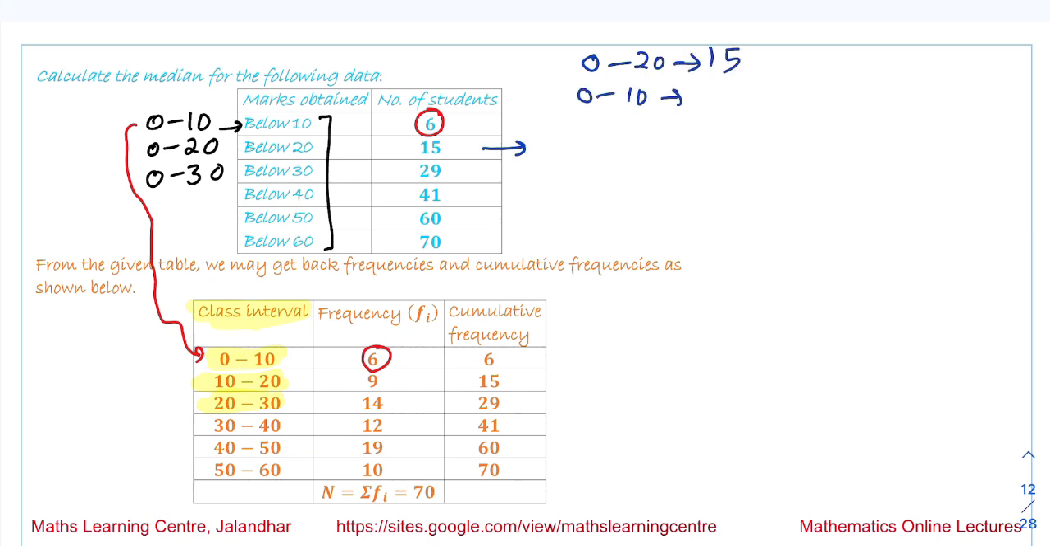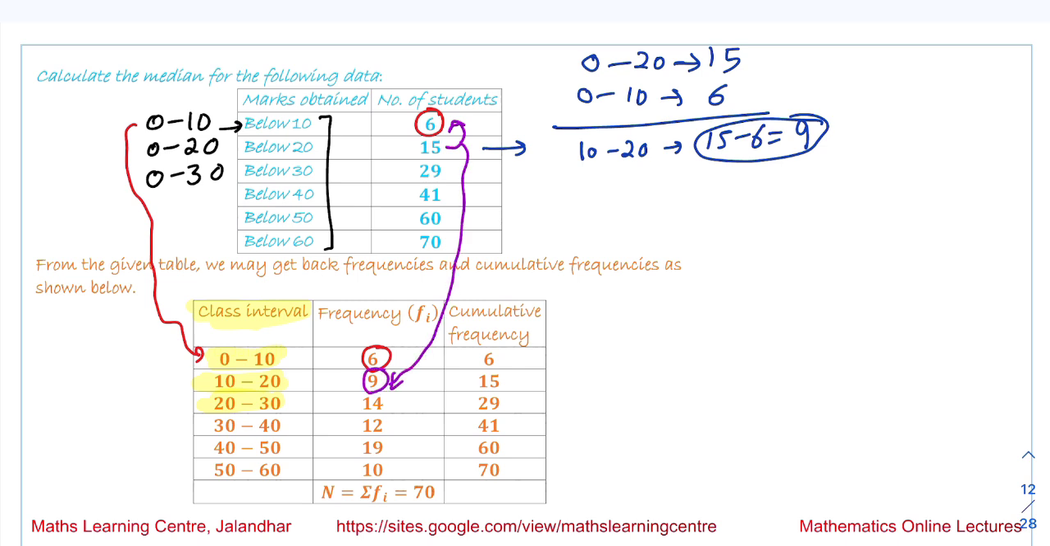From 0 to 10 there are 6 students. So from 10 to 20 we will have 15 minus 6, that is equal to 9 students. Next value we have is 29 minus 15. The answer we obtain is 14 students, those who have marks between 20 to 30. So in this way, by subtracting these values, we obtain the frequencies corresponding to these class intervals. These are the class intervals and these are the frequencies.